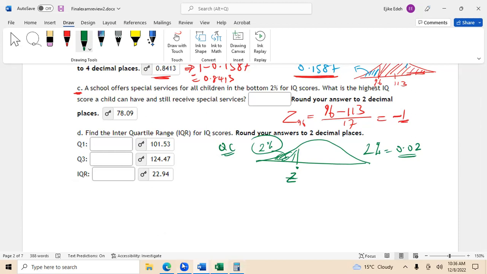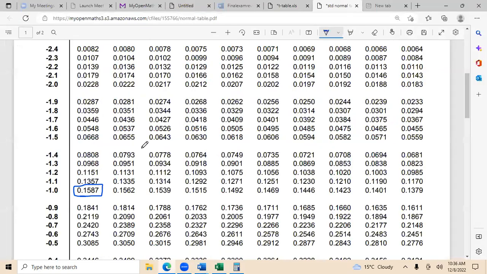So going back to the table, look for 0.02. This is 0.02 here, but it's still big. So let's go down until we get the closest. So maybe the closest is here, right? 0.022 or something like that. Is that right? Yeah, 0.022. This is the closest. This one is smaller.